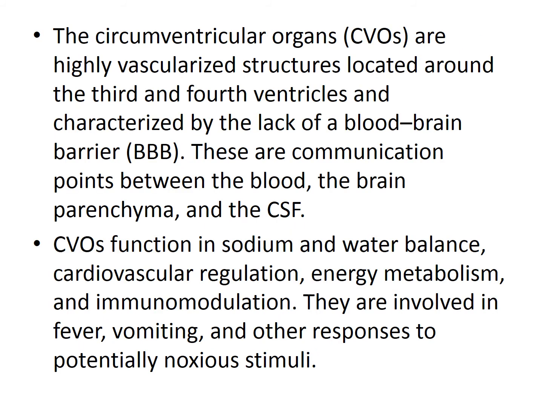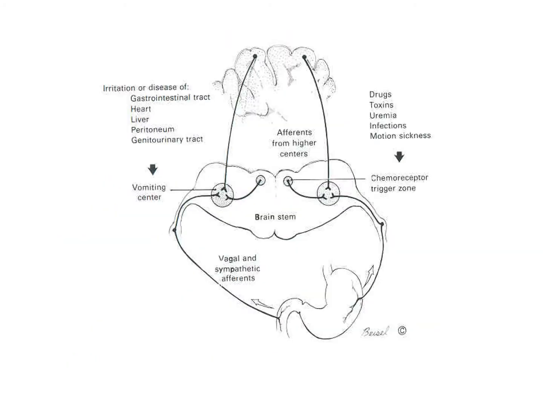So again, the circumventricular organs are very vascular, and it's a place where the blood-brain barrier is not fully intact, and there are communication points between the blood and the brain and the CSF. They're involved in water, sodium balance, cardiovascular regulation, energy, and immune system. They're involved in fever, vomiting, and other things that might happen if we are exposed to a noxious stimuli.